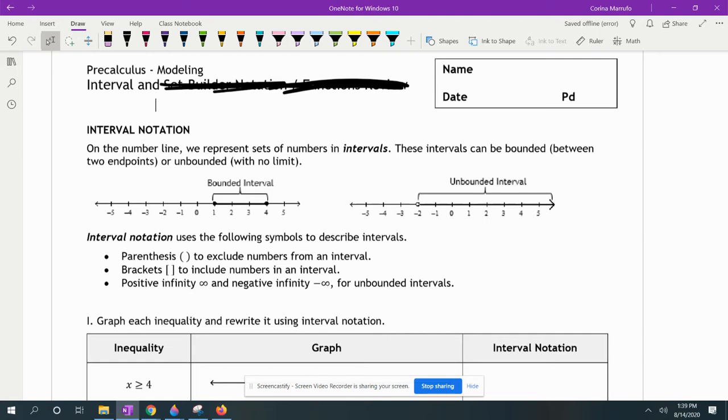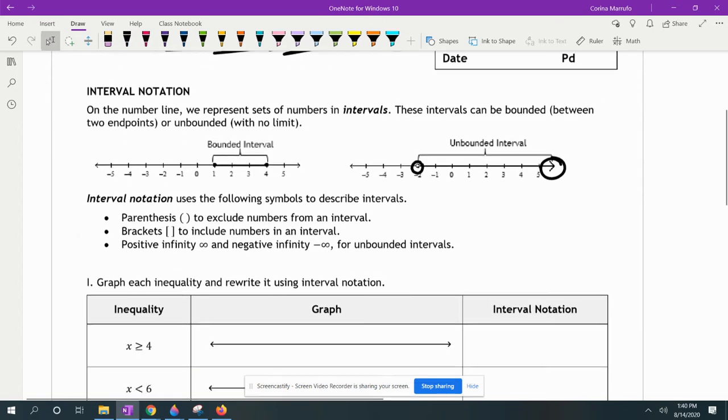These intervals can be bounded, which is between two endpoints, or unbounded with no limit. What that means is the bounded ones actually include the numbers 1 and 4. Unbounded means that it does not include the number -2. And this one's going to infinity, of course. Infinity is this big, huge number that we will never reach. So that's why it's considered unbounded.